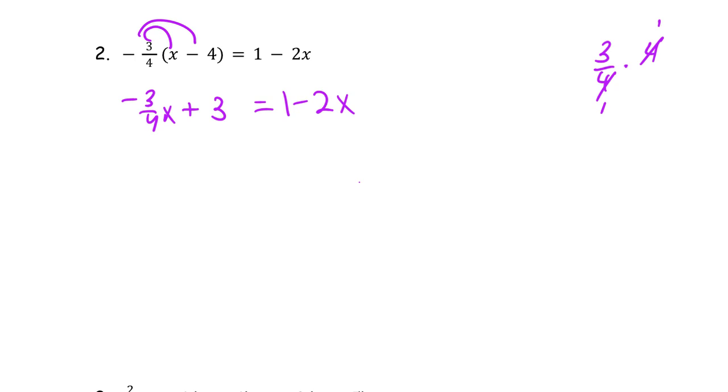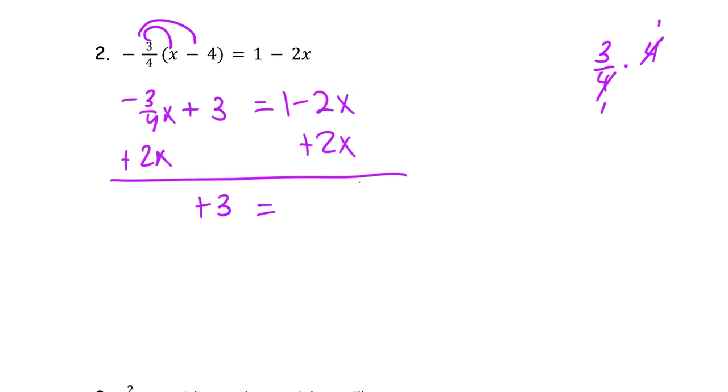So the next thing I want to do is get all my x's to one side, and I want to get all my constants to the other. Since I have x's on both sides, I am always going to move so that I get a positive x. So I'm going to add 2x to both sides. So let's see, I got a +3, I got a 1, but then I've got 2x minus 3/4 x, right?